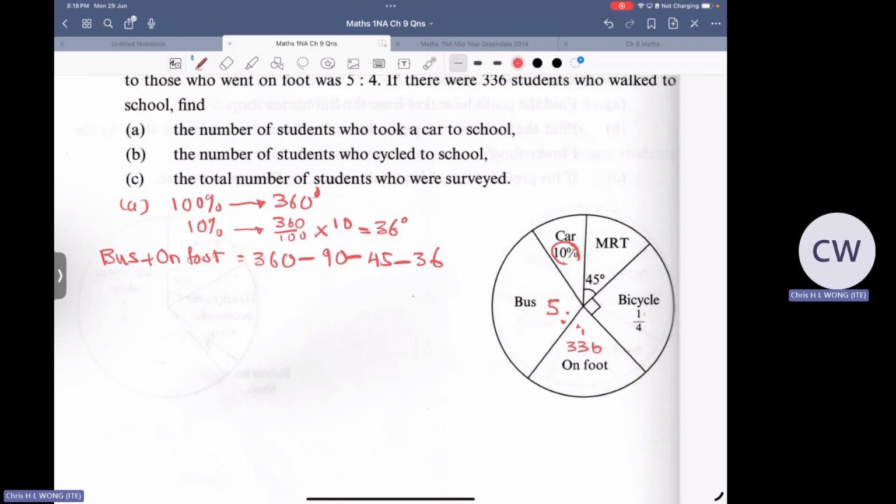I just did 36. 36 degree. I just have to use 360 minus 90 minus 45 minus 36. I will have bus and on foot. I want to find the total of these two first. Okay, is equals to 360. Let me see.